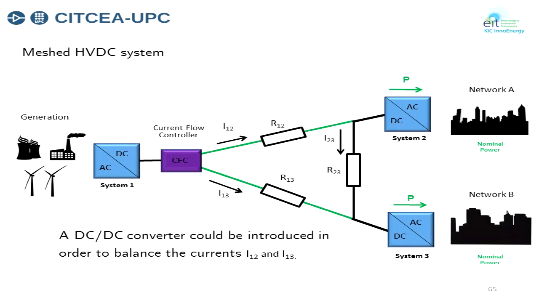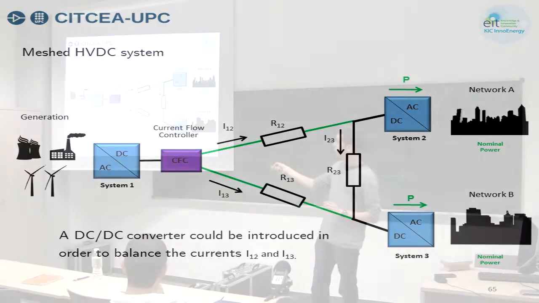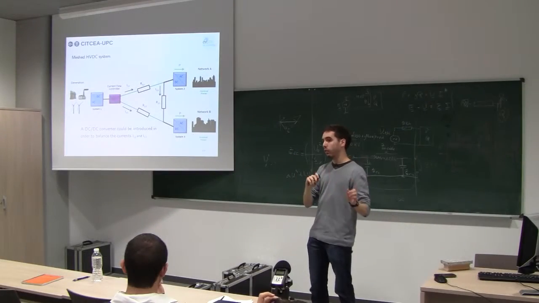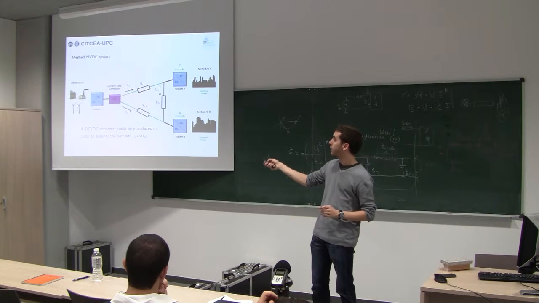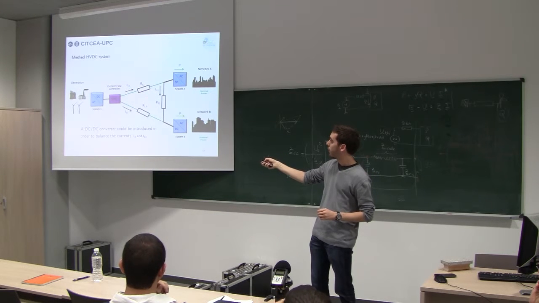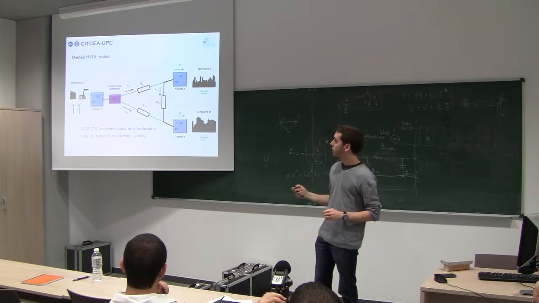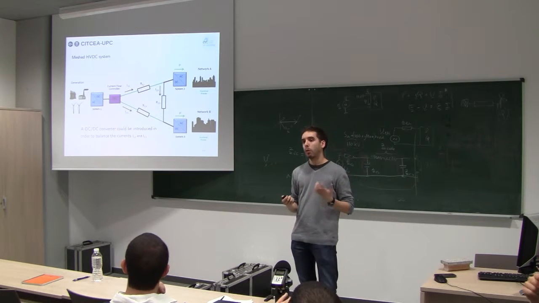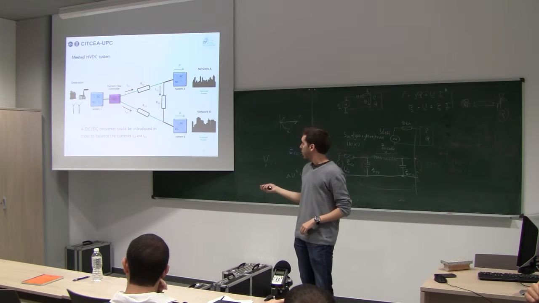So this converter is applying positive and negative voltage to these lines, so it is increasing or reducing the current through those lines. This way we can operate the system by reducing this current and letting it circulate through this other line. It's a way to improve the operational area of the system.